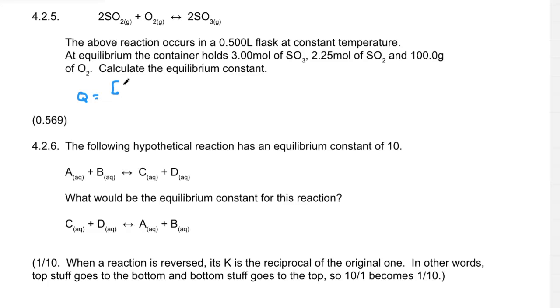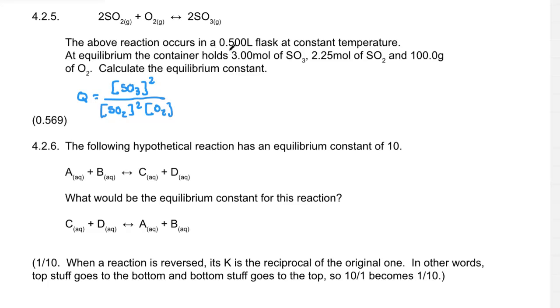We have sulfur trioxide as our only product, coefficient of 2, so we square it. We have sulfur dioxide, coefficient of 2, and, oops, sorry, not plus, oxygen, coefficient of 1, so power of 1. Now, these numbers are meant to be concentrations, and so far they've been giving us concentrations, but that stops here.